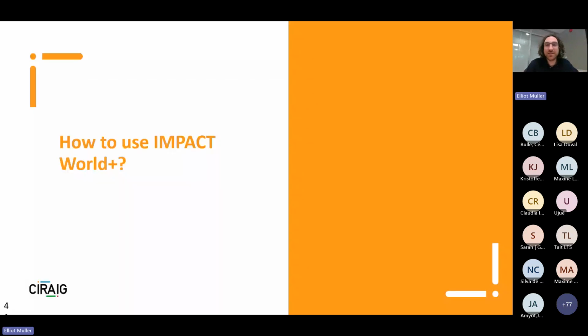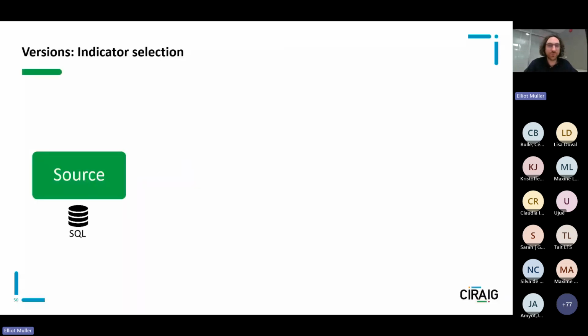And finally, quite quickly, I'm going to present the different practical versions, the different operational versions that are available for Impact World+ that you can use in your daily work.